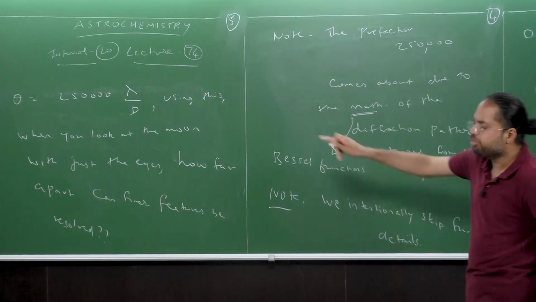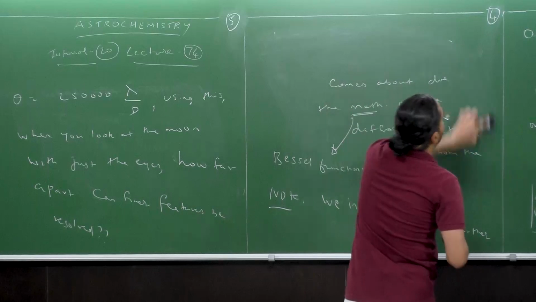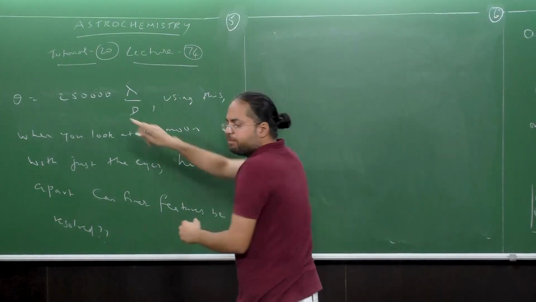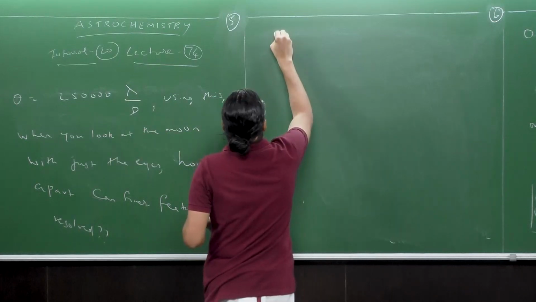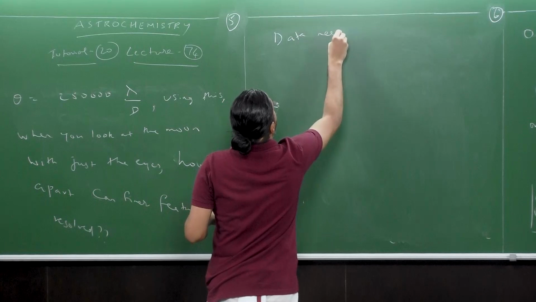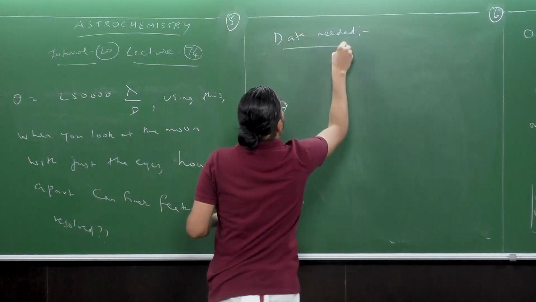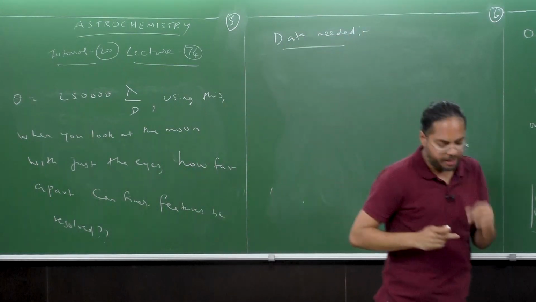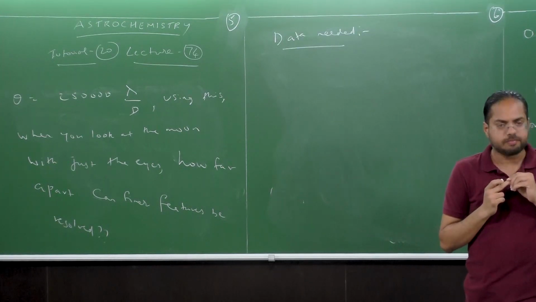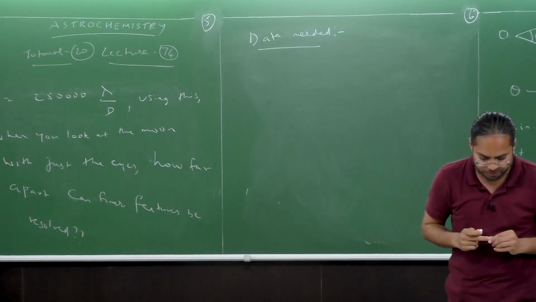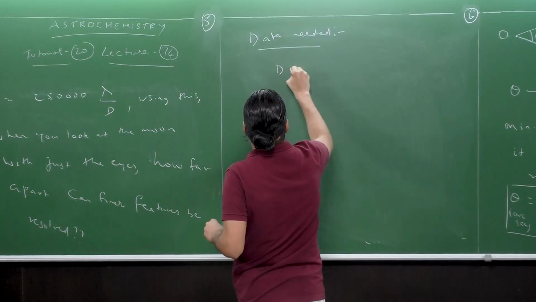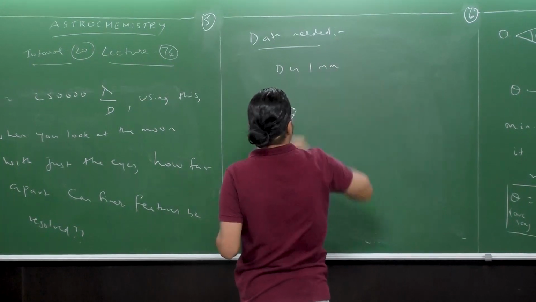Now, to solve this problem, what data do you need? The data that you need for this is, besides this formula, since you're looking with your eyes, you need to know the diameter of your pupil. Okay, right? So the diameter of your pupil is roughly 1 millimeter.